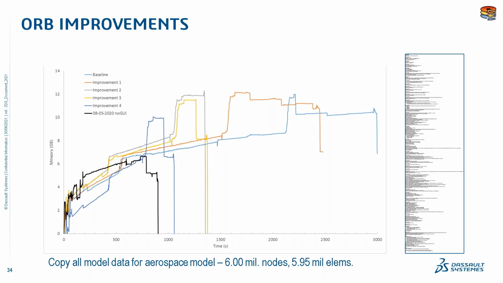The program has gone through a number of improvements over the years, and if you look at the blue line, it took almost an hour to generate the new model. We put improvement after improvement after improvement in, and it went from blue to orange to gray to yellow to the other blue to black. So we've reduced from 12 gigabytes of memory to do this operation in about an hour down to 7 gigabytes of memory and about 900 seconds. And we are looking at additional improvements outside of that.